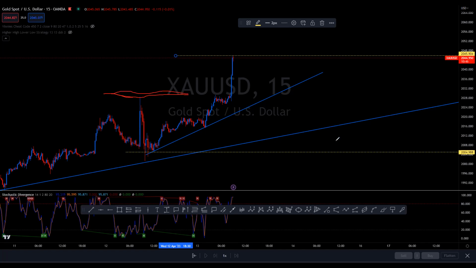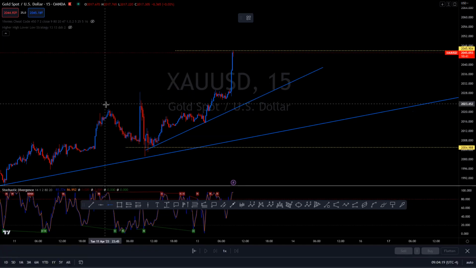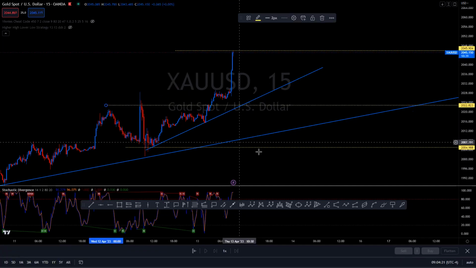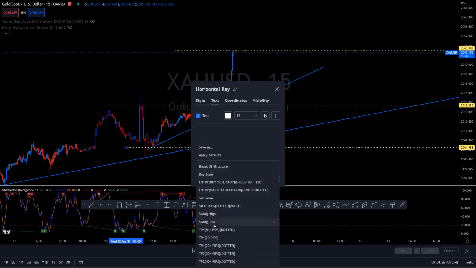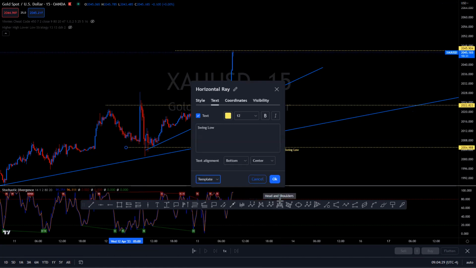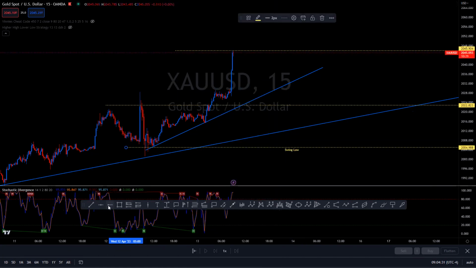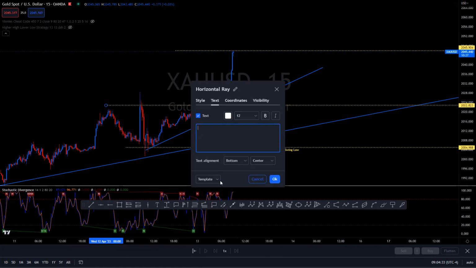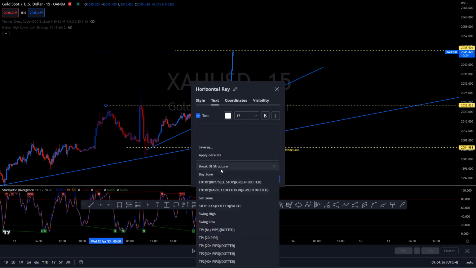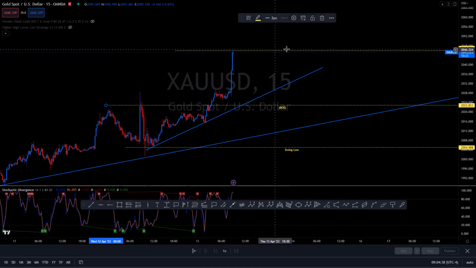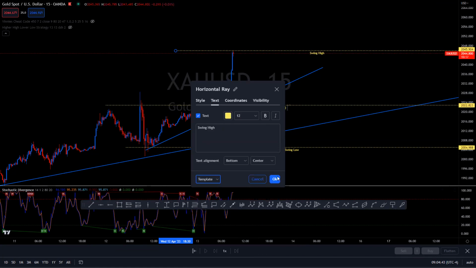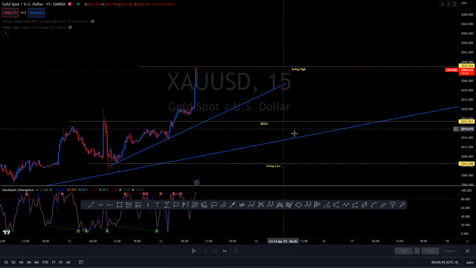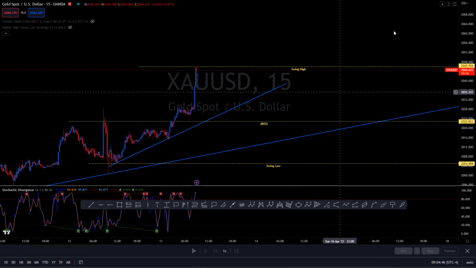So what we're going to do is put a break of structure here. Okay. And now we're going to label these areas. Swing low here. This is our break of structure here. And this is going to be our swing high. All right. Let me save my progress here.